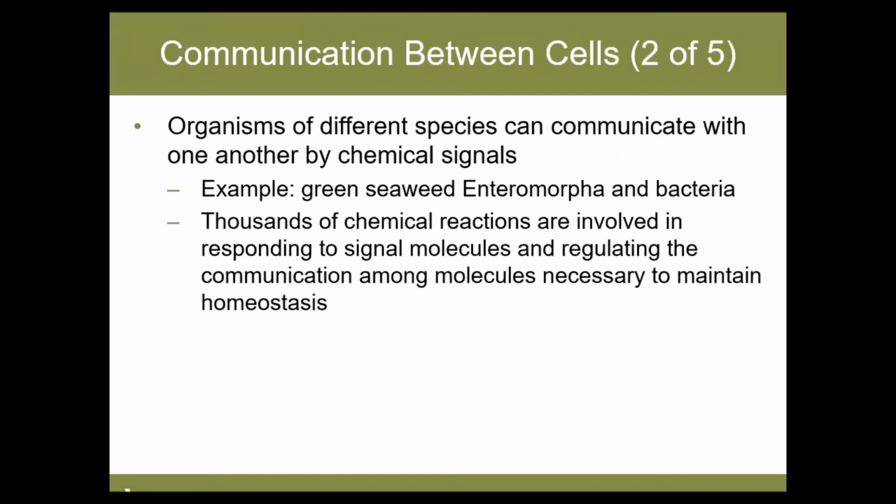Now, the other thing is we'll talk about this as well. Organisms, even of different species, use chemical signals to communicate with each other. And you don't always think about things like bacteria and seaweed having some type of communication, but there's actually evidence that shows that bacteria and a particular type of green seaweed called Enteromorpha can communicate through various types of molecules, and they actually live together in a symbiotic type relationship.